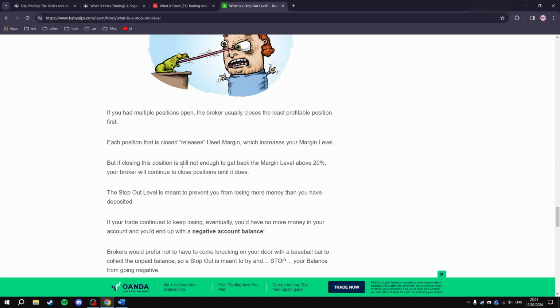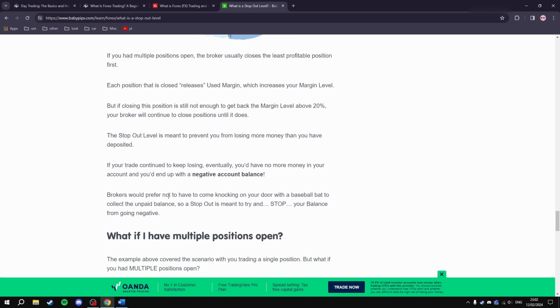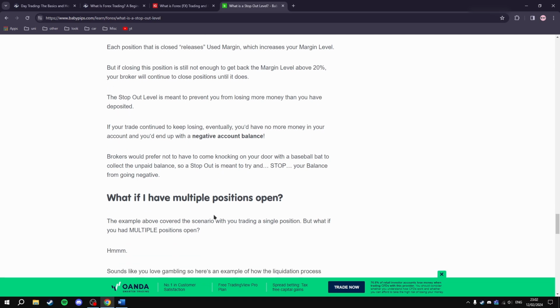If your trade continued to keep losing, eventually you would have no more money in your account and you would end up with a negative account balance. Brokers would prefer not to have to come knocking on your door with a baseball bat to collect the unpaid balance, so a stop out is meant to try and stop your balance from going negative.